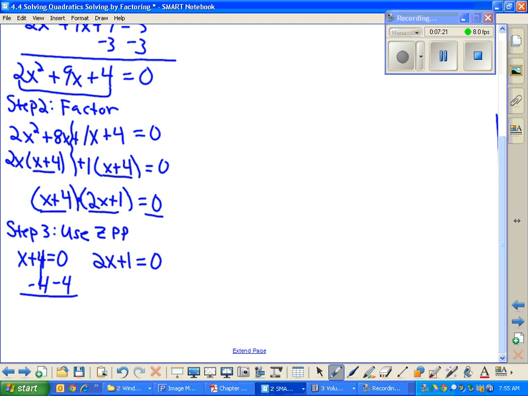So I'm subtracting 4 from both sides. One of my answers is -4. And then if I subtract 1 from both sides and divide both sides by 2, -1/2 is my other answer. To check, all you're going to do is take a moment to plug these back into the original equation and make sure that they work. So I'll go ahead and let you do that.